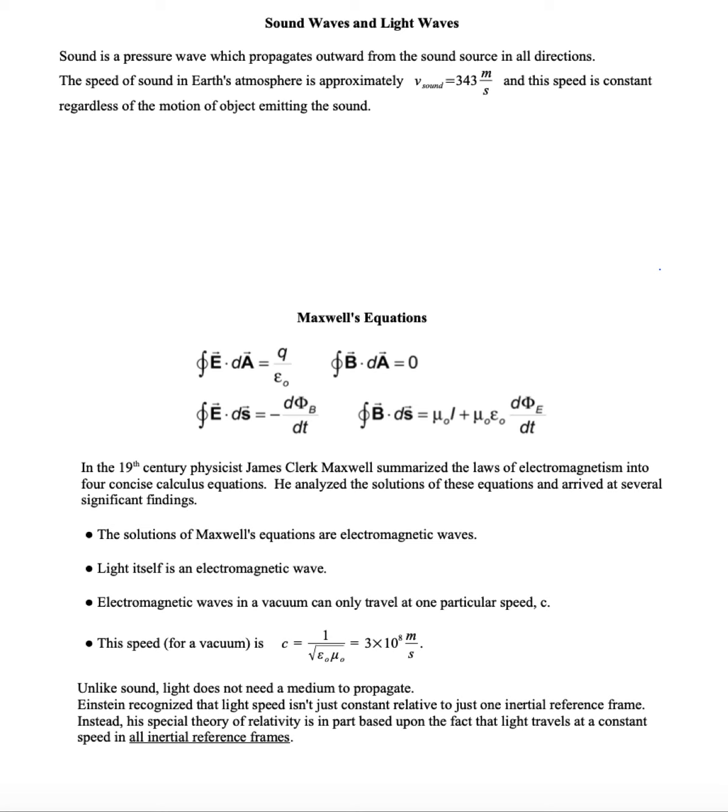In order to understand Einstein's relativity, we should consider sound waves and light waves. Let's see what the similarities are and what some of the differences are. So sound can be described as a pressure wave, which propagates outward from a sound source in all directions. The speed of sound in Earth's atmosphere is approximately a constant 343 meters per second. It's constant regardless of the motion of the object emitting the sound.